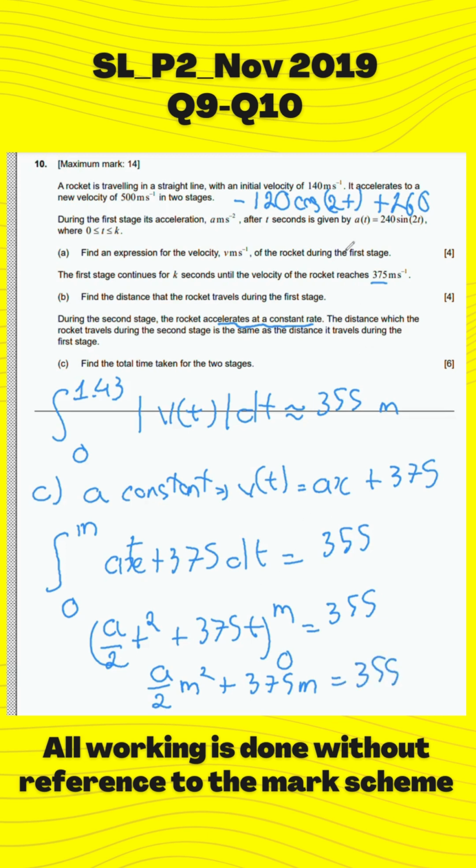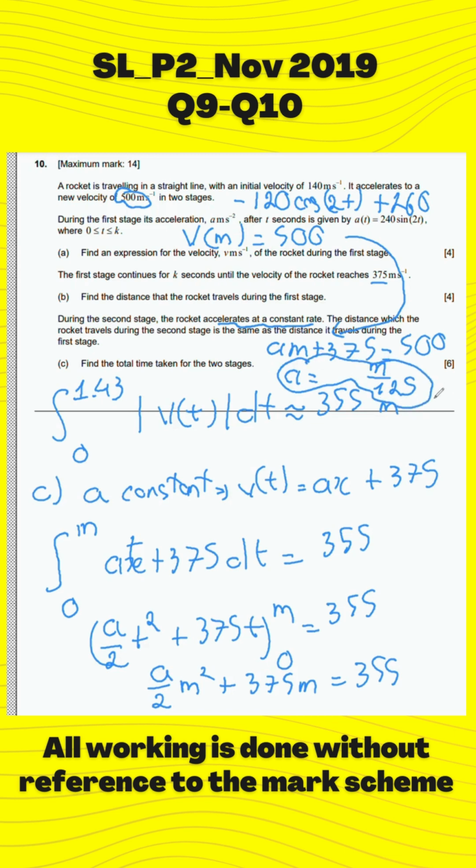Okay, so we know that at the end of the second stage, the velocity will be 500. So that means V(m) will equal 500. So from that, sorry, not enough space. So from that, we know that am plus 375 will equal 500. So a will be 500 minus 375, divided by m. So it will be 125 divided by m. So I will use this to substitute into this one, and then we can solve for m.